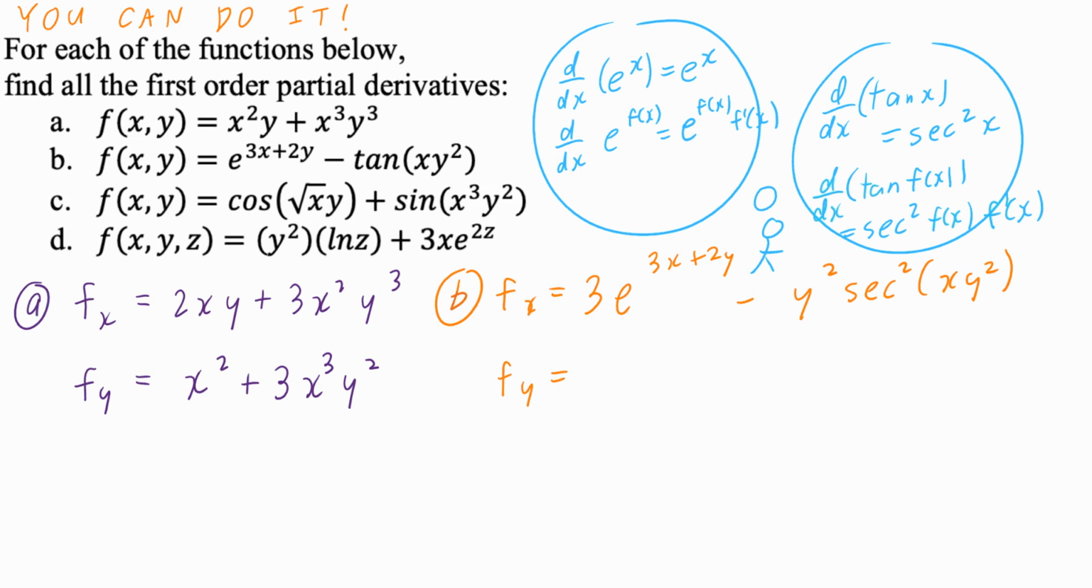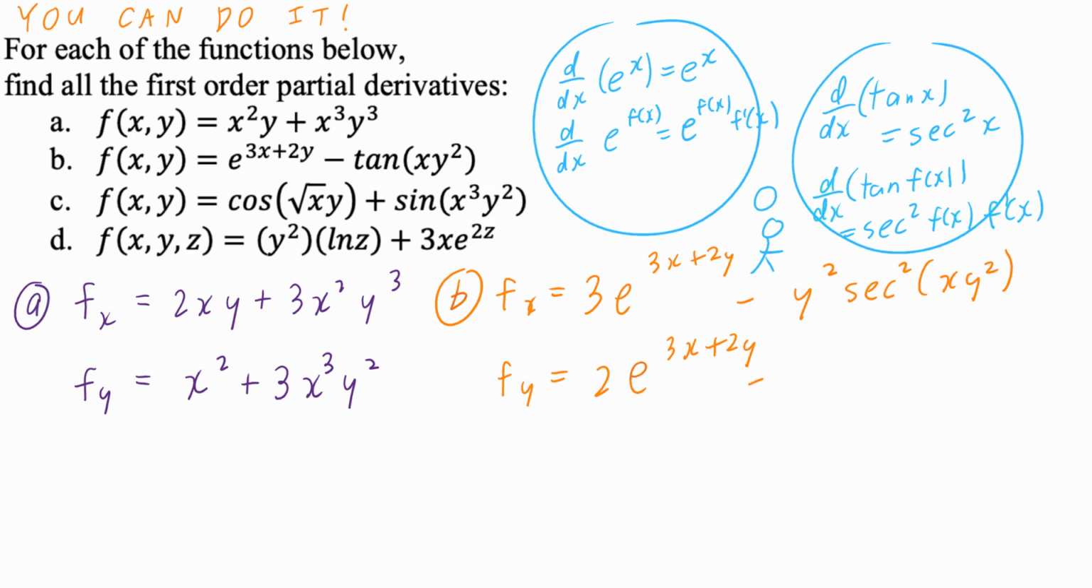Let's keep going. To find the partial derivative with respect to y, this is going to be, again, you think about x as a constant. So I go back to the beginning. I take the derivative of e to the power of 3x plus 2y, which equals e to the power of 3x plus 2y, times the derivative of 3x plus 2y, which is going to be 2, which I'm going to put at the front.